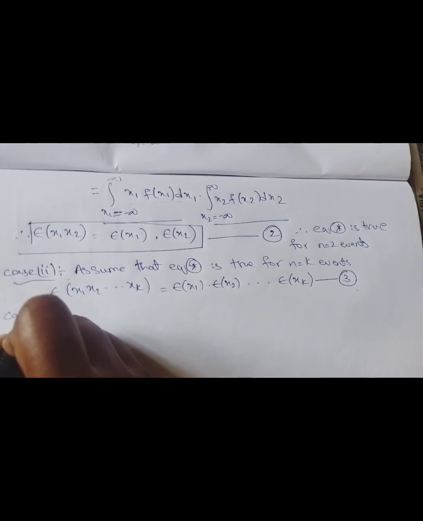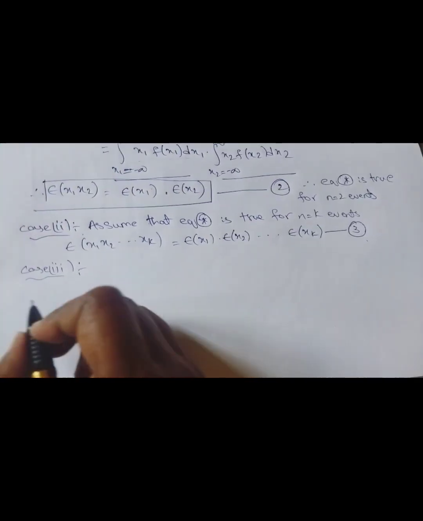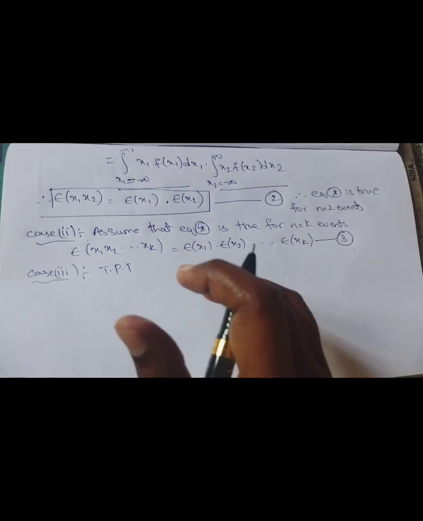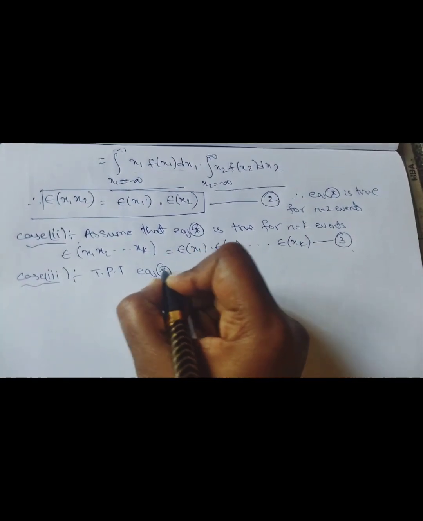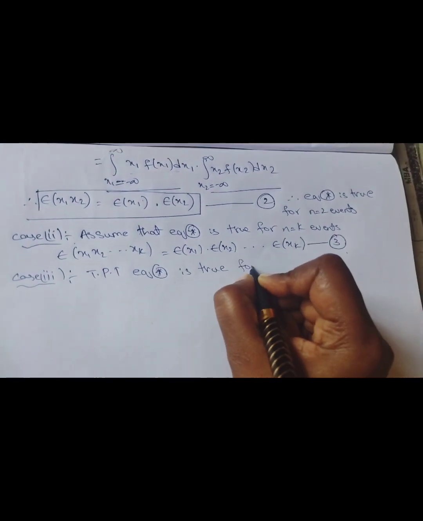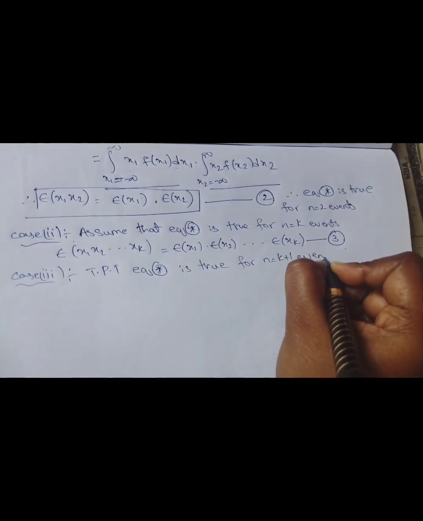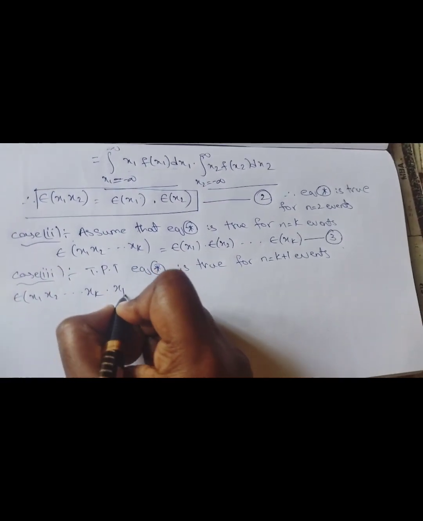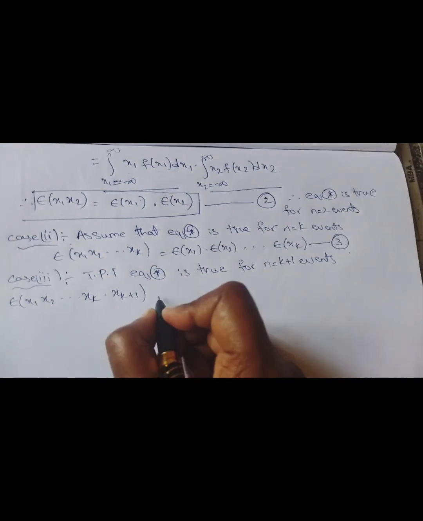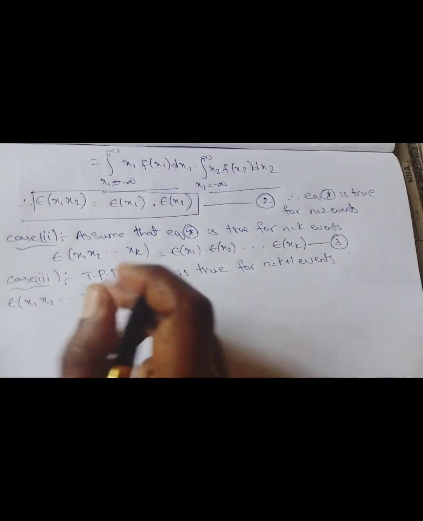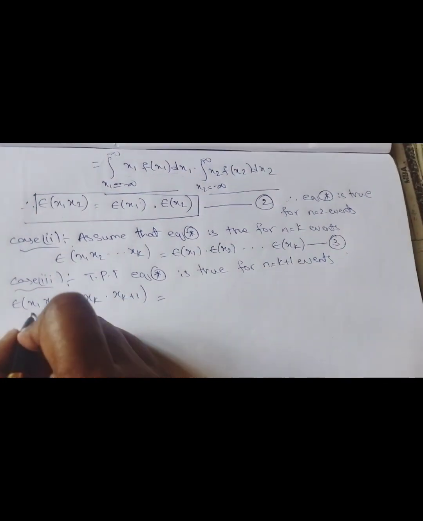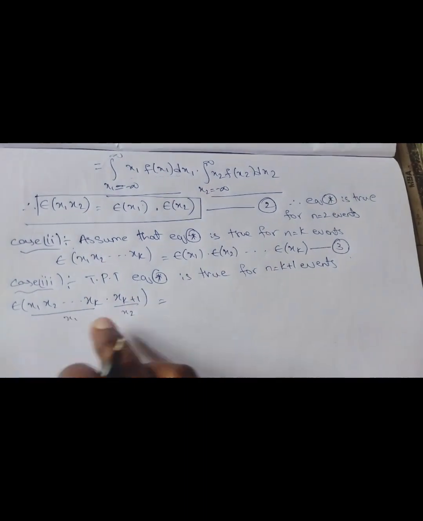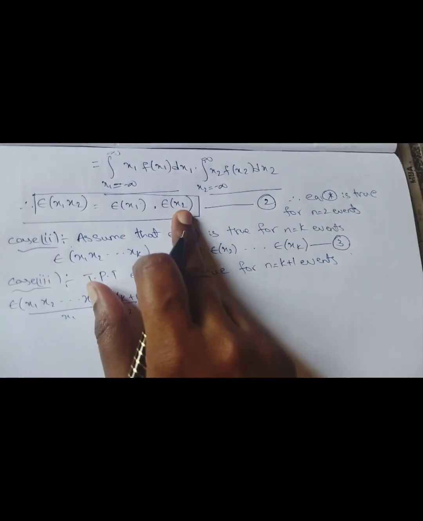Next, case 3. In case 3 we have to prove that equation star is true for n equal to k plus 1 events. Expectation of x1, x2 so on xk into xk plus 1 you have to take on the left hand side. What do we get? Here by using equation 2 we have to solve this. Let us assume this as x1 and this as x2, same like addition theorem. So expectation of x1 into x2 equals expectation of x1 into expectation of x2.